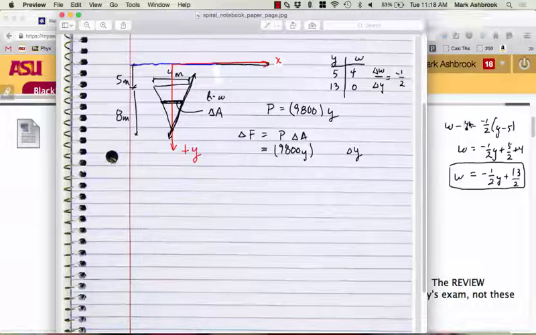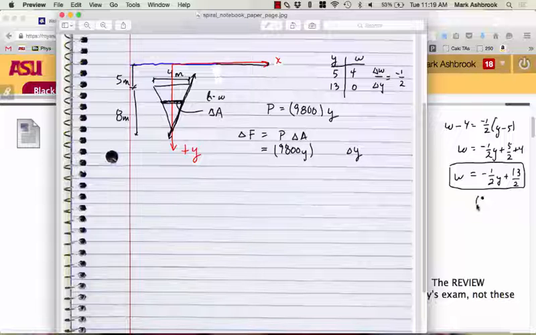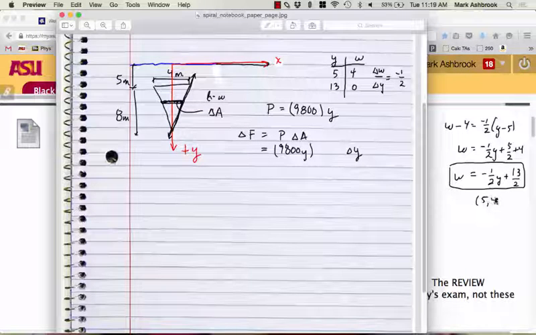So let's check it. At a depth of 5, do I get 4? So I get negative 5 halves plus 13 halves is 8 halves. That's 4. At a depth of 13, do I get 0? Yes, it works. So I get 5 comma 4, check. 13 comma 0, check.